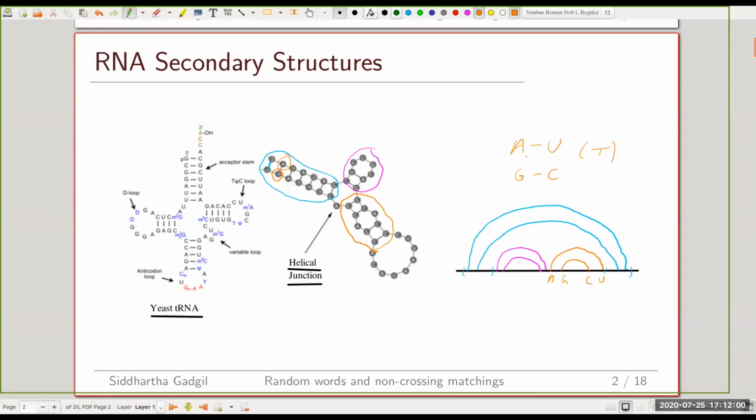One of which is that you have this nice non-crossing matching. So you have these bonds, they're non-crossing. And the other feature is that the pairings are of a very specific sort. Adenine pairs with uracil and guanine pairs with cytosine. Okay, and we want to understand the secondary structure.